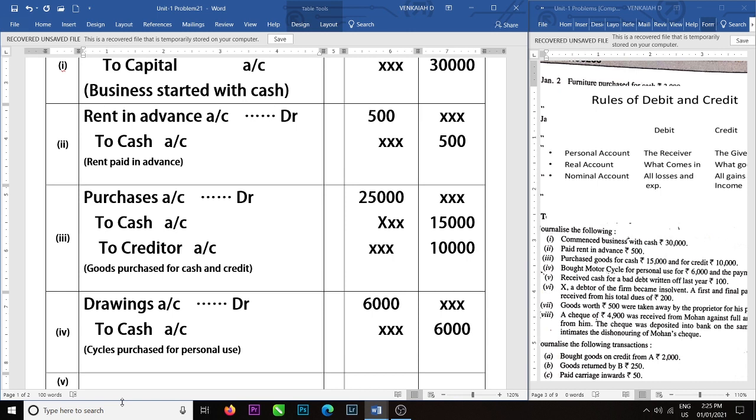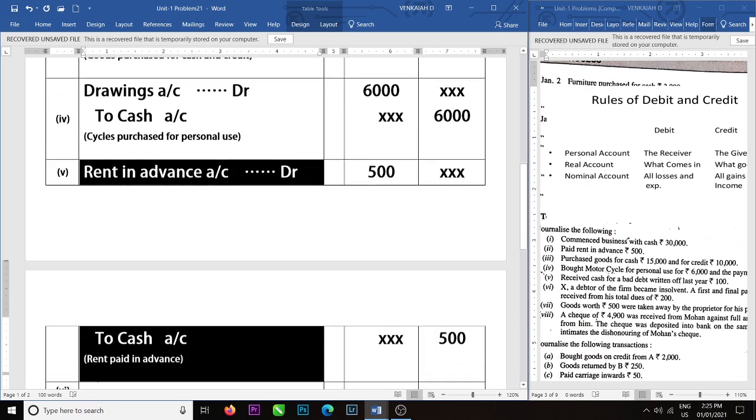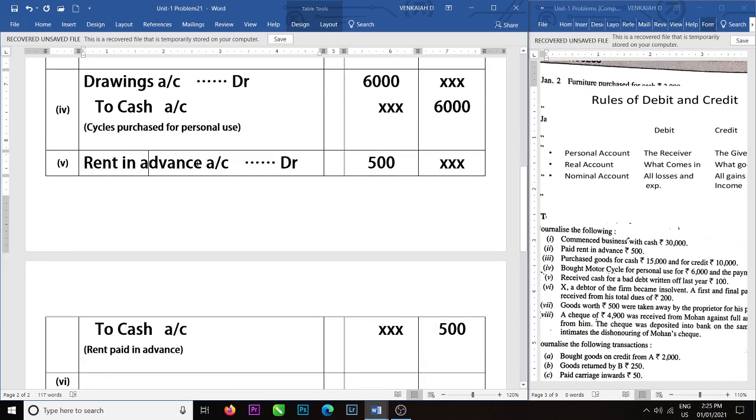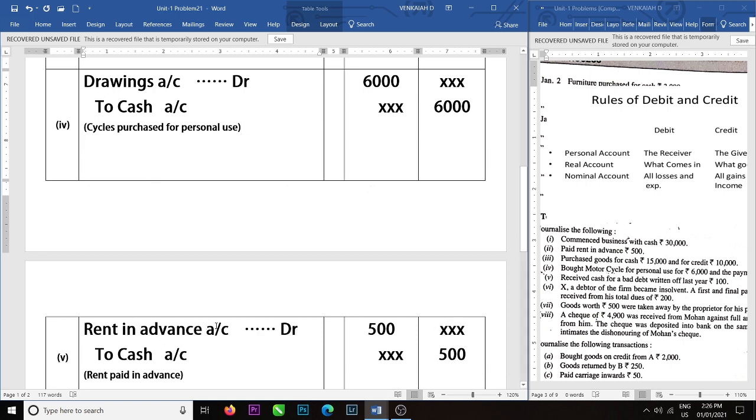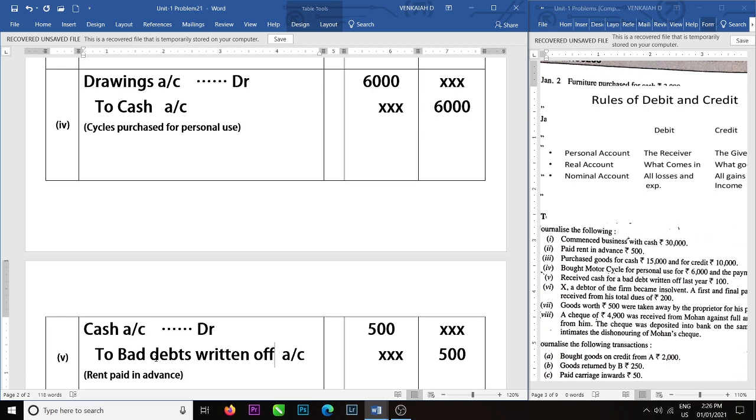Received cash for bad debts written off last year. So we received cash. Cash account debit. Bad debts written off. Amount is 100.